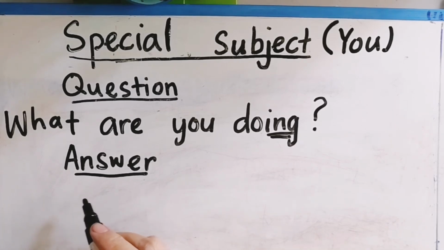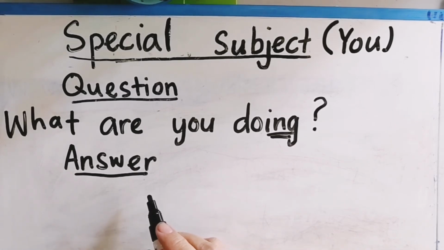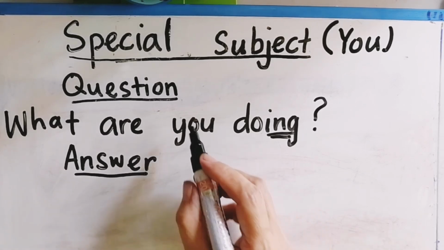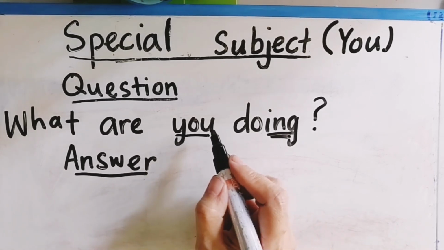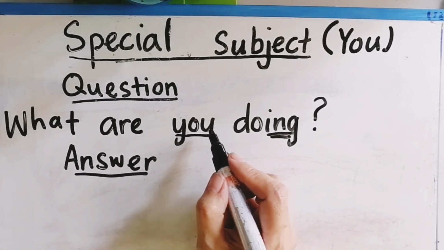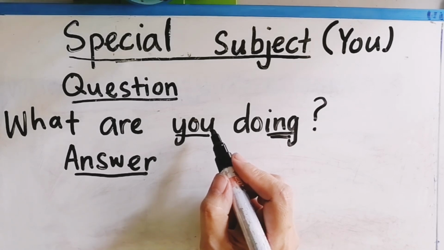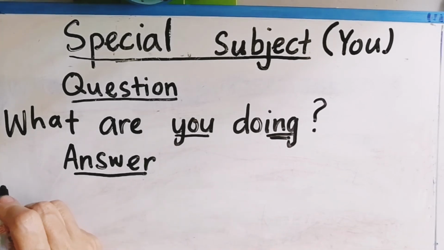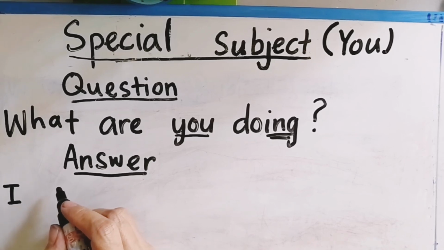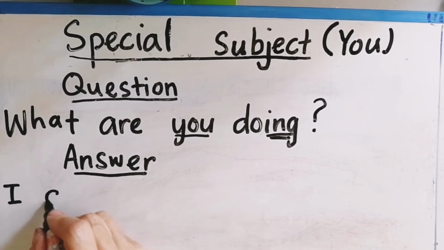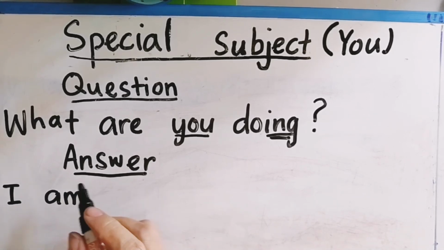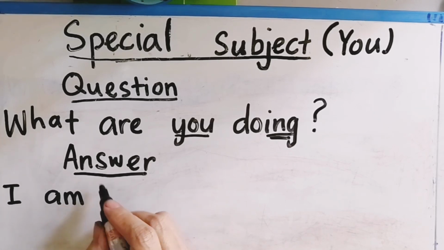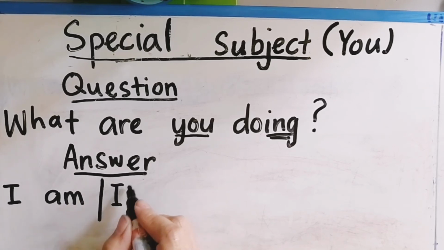Begin your answer with the correct subject. Now, look at the question. The question is asking you. You can't use you to answer the question. Instead, you need to use the opposite subject, I. And the verb to be for I is am. I am, or in contraction form, I'm.